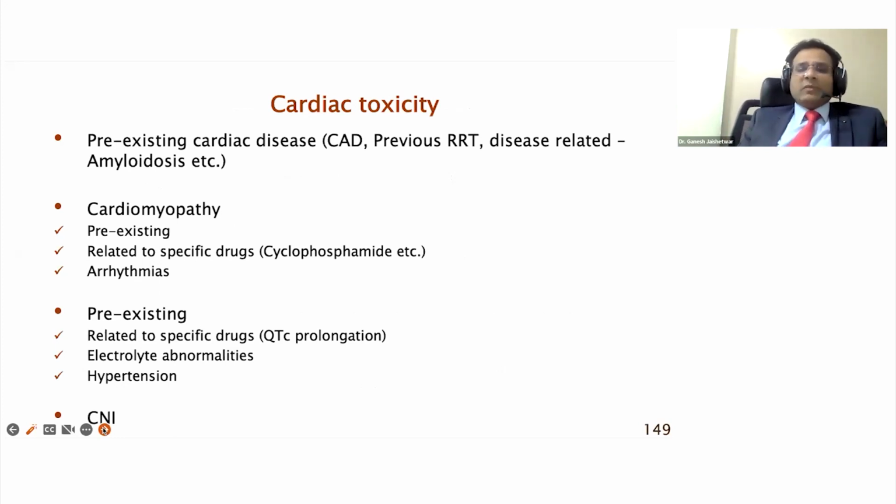The cardiac toxicity, more so in pre-existing cardiac diseases and cardiomyopathy, as well as the drugs used before the transplant causing QTc prolongation and dyselectrolytemia, hypertension, and this can lead to various cardiac toxicity. Nowadays in haploidentical transplant arm, because of the post-transplant cyclophosphamide, the hemorrhagic pericarditis as well as myocarditis is not so uncommon.